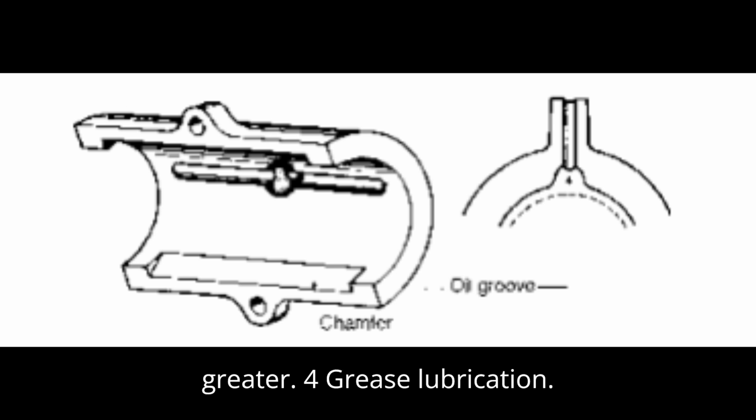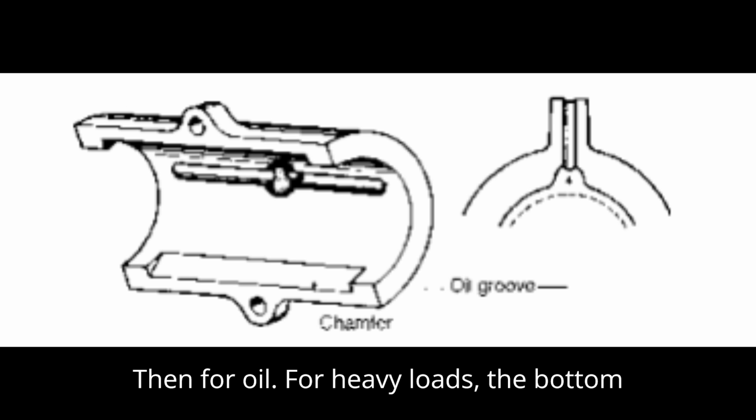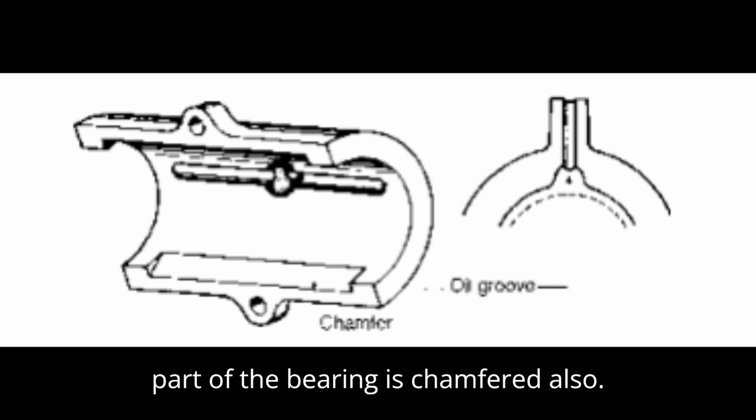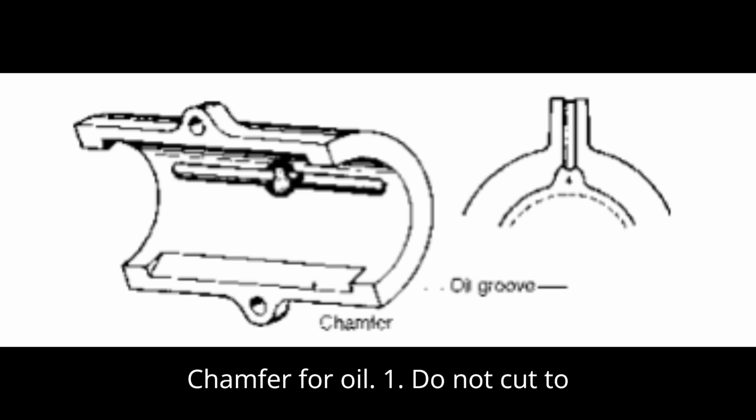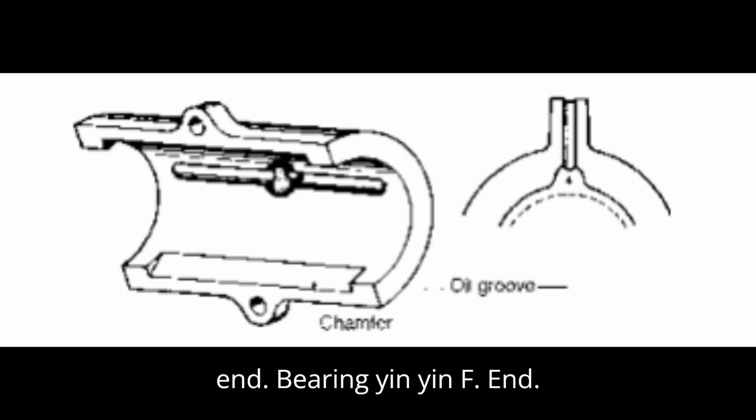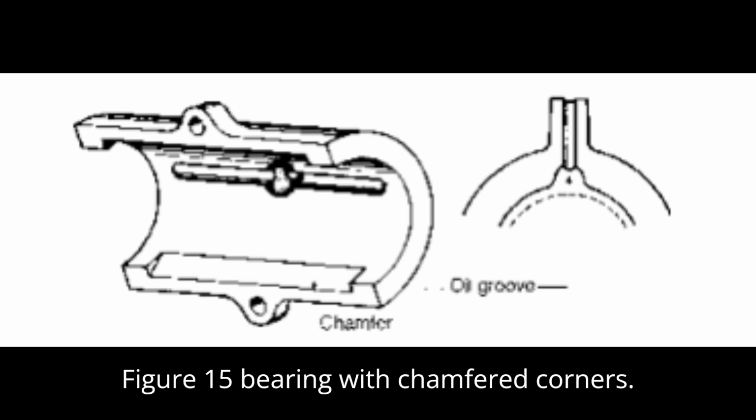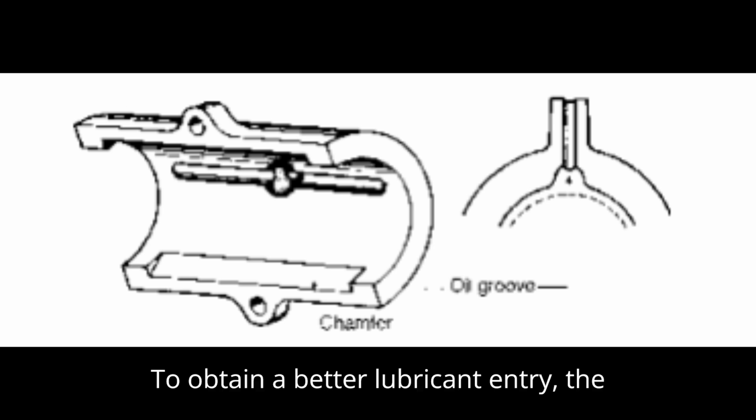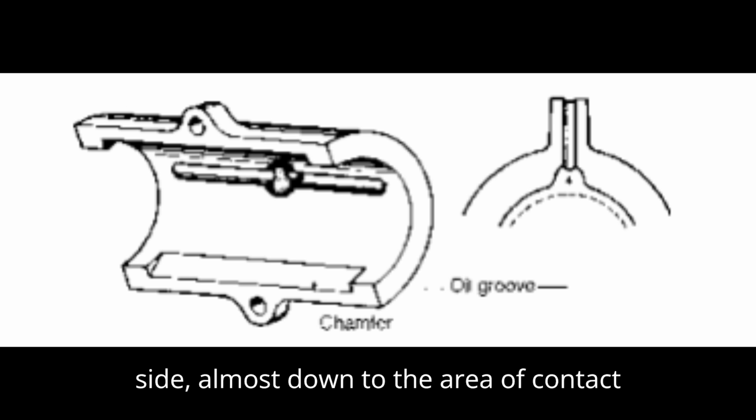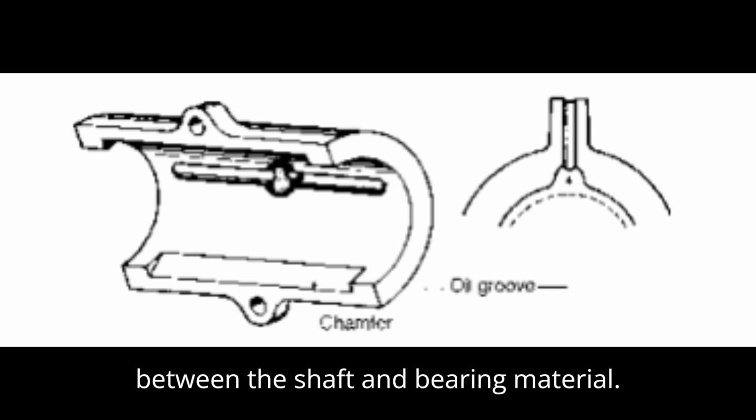For grease lubrication, then for oil. For heavy loads, the bottom part of the bearing is chamfered also. Chamfer for oil. Do not cut to end. Figure 15, bearing with chamfered corners. To obtain a better lubricant entry, the chamfer can be extended on the entry side, almost down to the area of contact between the shaft and bearing material.